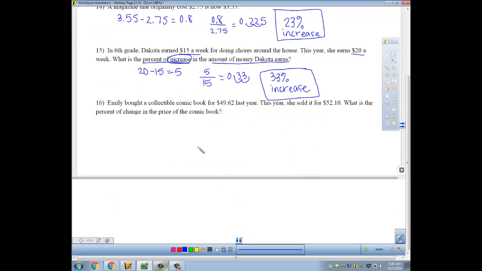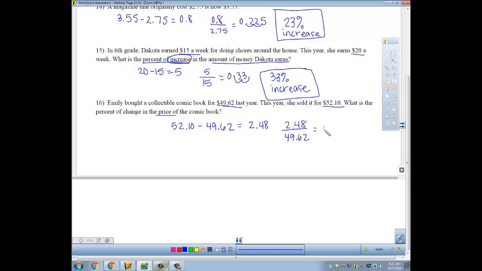And the last one. So the book for $49.62. This year she sold it for $52.10. What's the percent of change in the price? So first figure out how much did it change. So $52.10 minus $49.62, which is $2.48. Then divide it by the original amount. So that was $49.62.